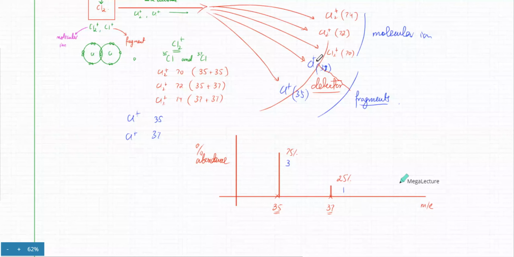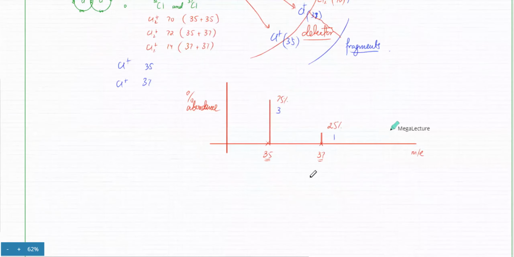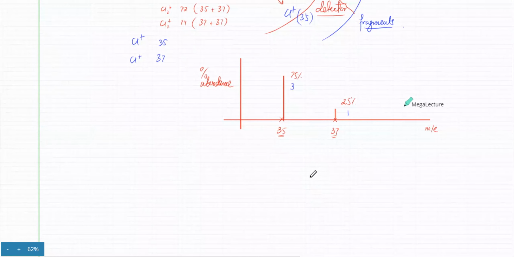So for every three particles detected at 37, not at 35, you get one particle detected at this position. So if over here you're getting a current of 1 ampere, over here you're going to be getting a current of 3 amperes. Okay, so that's the relative percentage abundance of these two particles. And you're going to be asked to find the relative atomic mass.